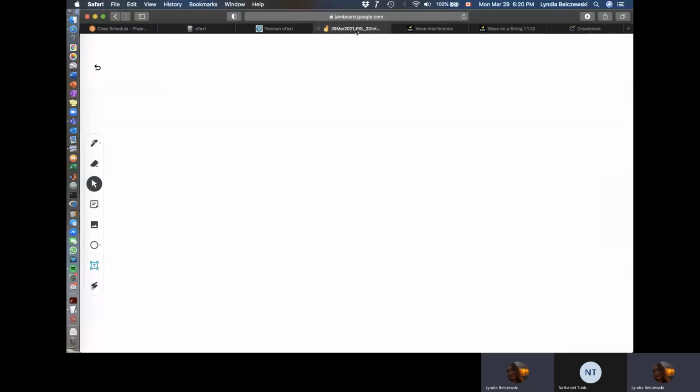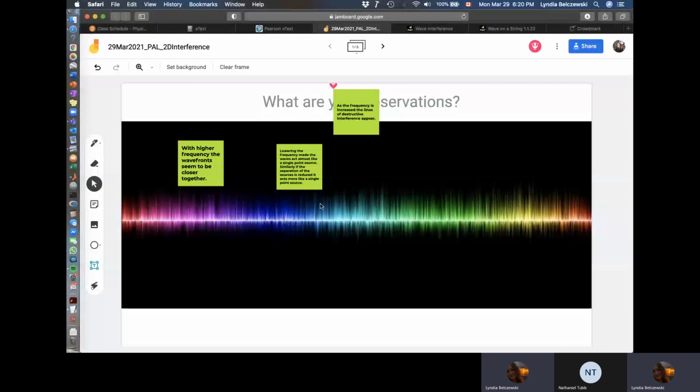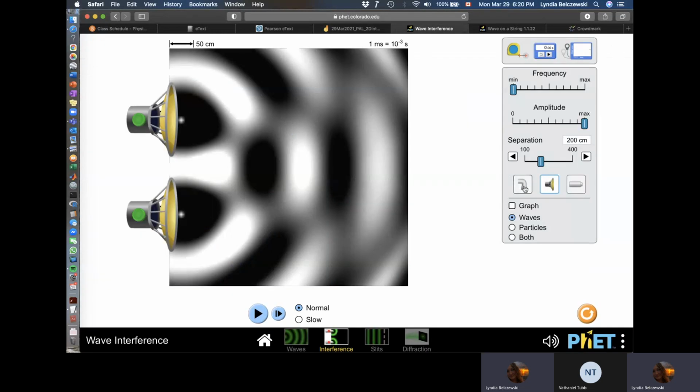All right. What else do we have here? So lowering the frequency made the waves act almost like a single point source. Similarly, if the separation of the sources is reduced, it acts like more of a point source. Okay. For this comment about lowering the frequency, was there a particular setting you had this on that you noticed that more than others?